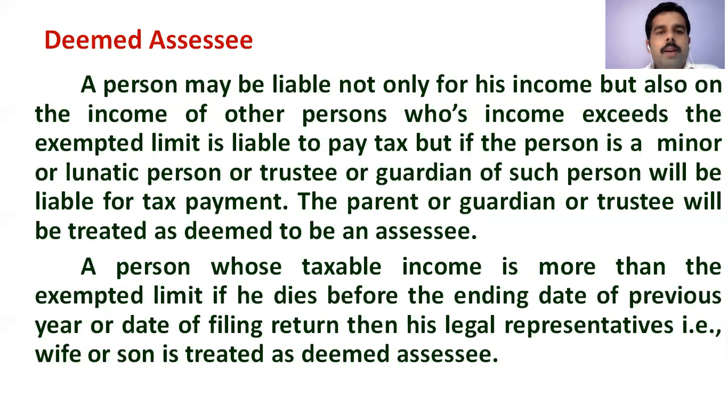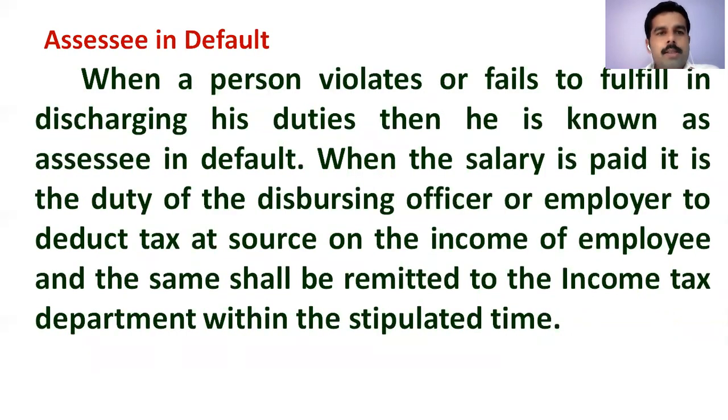Then deemed assessee. On behalf of another person, such as a minor, lunatic person, trust or guardian, such a person is liable for tax payment. Or sometimes, when the husband dies, then the wife or the son will be treated as a deemed assessee.